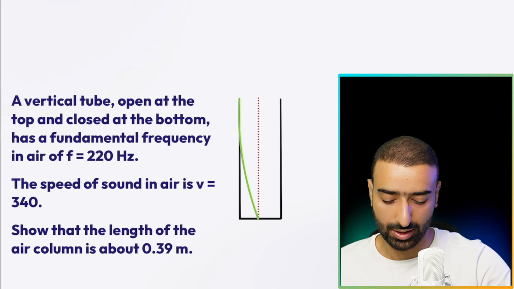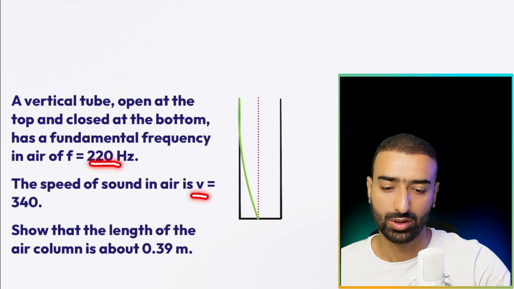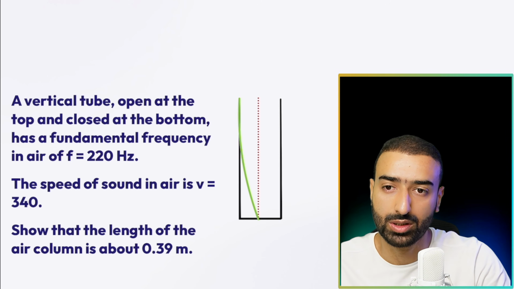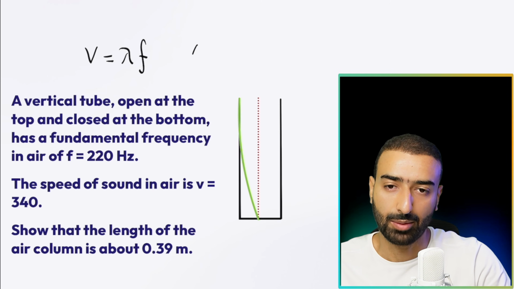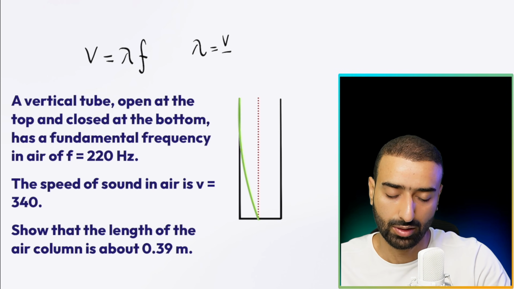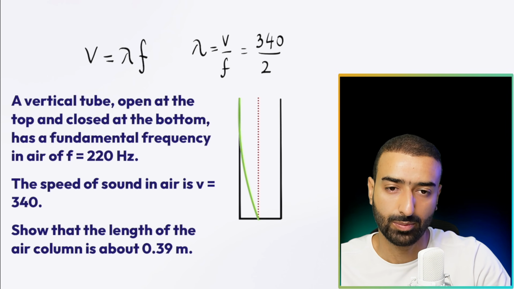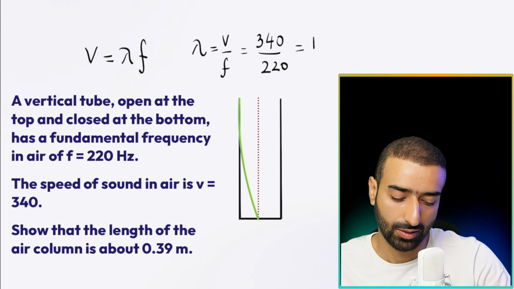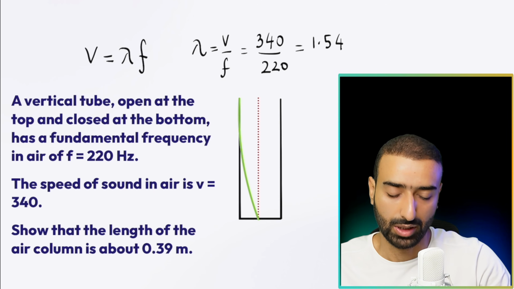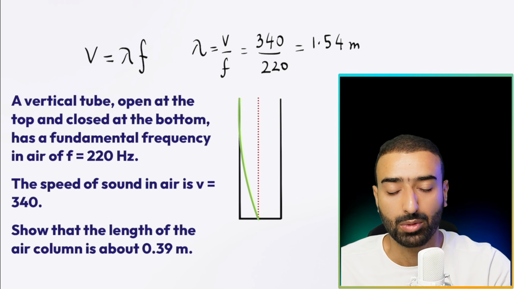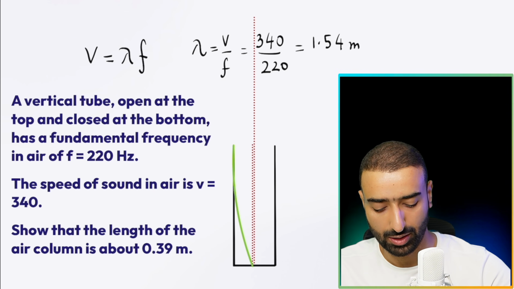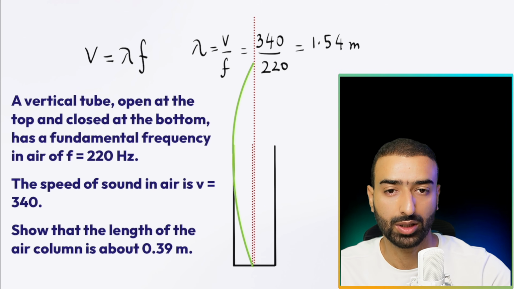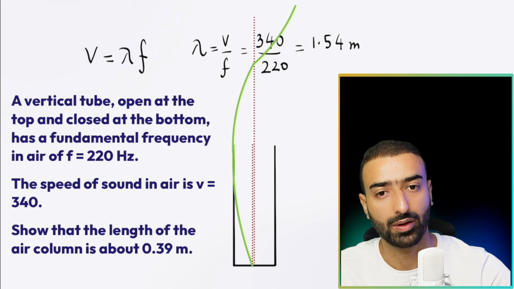The fundamental frequency is given to us, the speed is given to us, so we can use the wave equation which says V equals lambda F. This means that lambda will be V over F, which is 340 divided by 220, which is 1.54 meters. So we got lambda, but how do we find the length of this column? Let's extend the wave beyond the tube. The wave would go on, curve down, and turn and go in the negative direction.